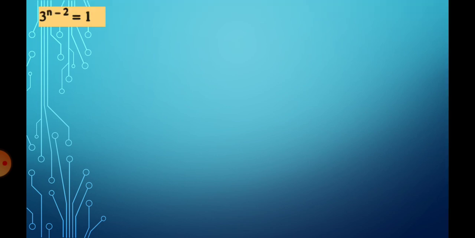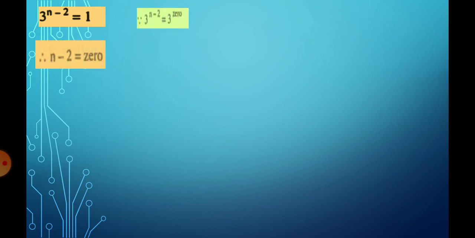If 3 to the power n minus 2 equals 1, it means 3 to the power 0. Then 3 to the power n minus 2 equals 3 to the power 0. Then n minus 2 equals 0. n equals 2.